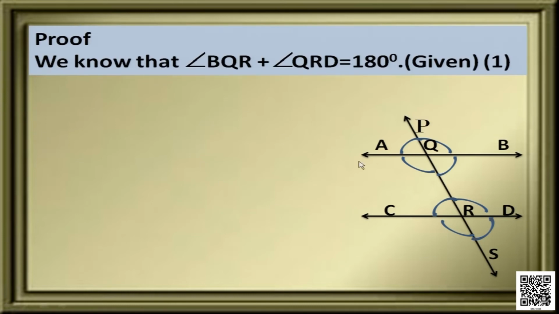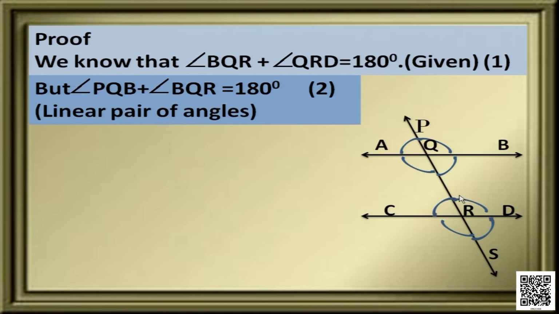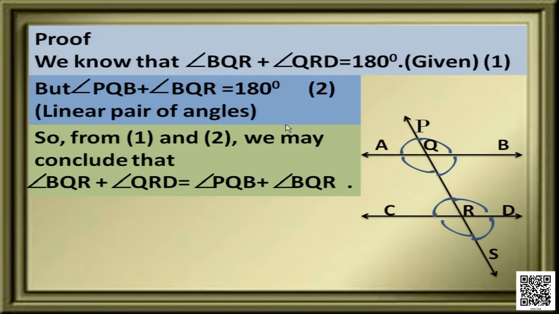We know that angle BQR and angle QRD, the sum of these two is 180 degrees, as it is given. And PQB and BQR are also 180 degrees. Why? Because they form a linear pair, as discussed earlier. So from equation 1 and equation 2, we can see that the right sides of both equations are equal, so the left sides are also equal. We may conclude that BQR plus QRD is equal to PQB plus BQR.